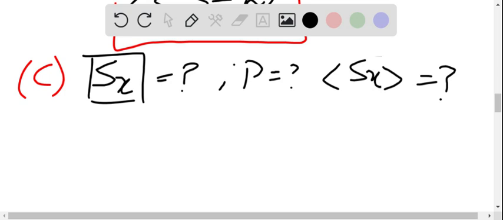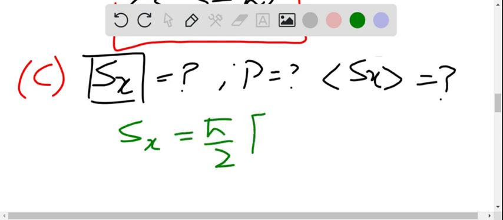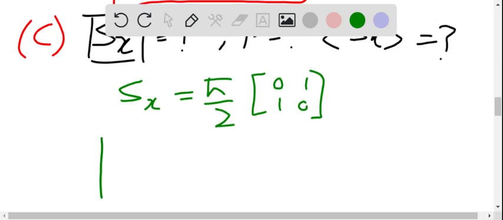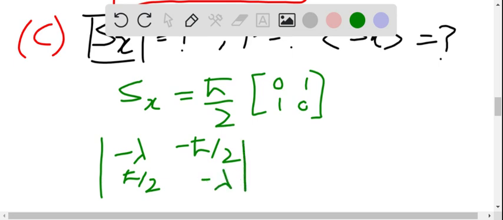So now again we need to write it as a linear combination, right? So S_x is equal to ħ divided by 2 times the matrix [0 1; 1 0], fine. Now we need to find the eigenvalues of this operator. We would find them by writing negative lambda, negative ħ/2, positive ħ/2, and negative lambda, right?